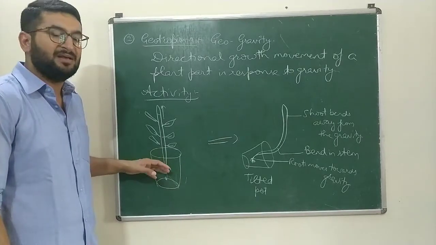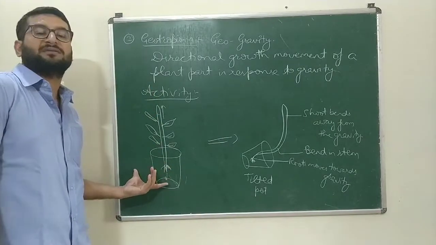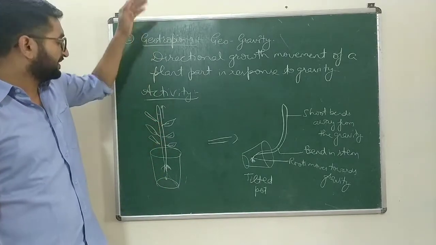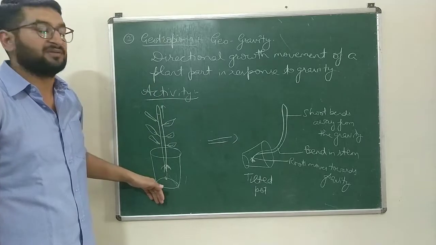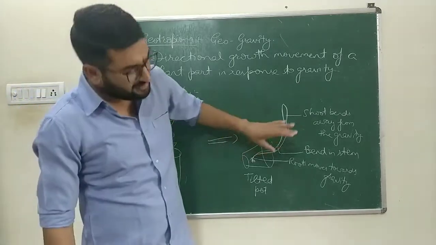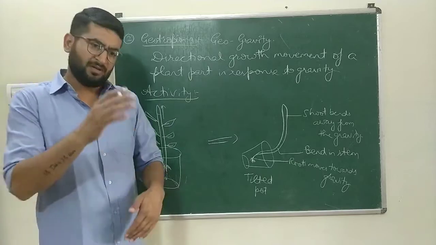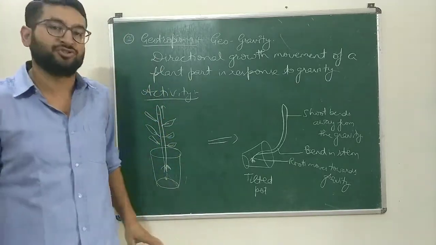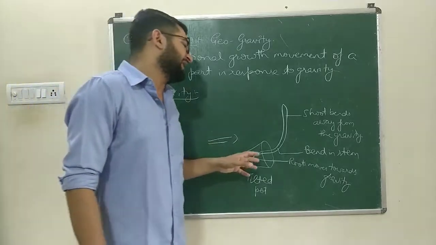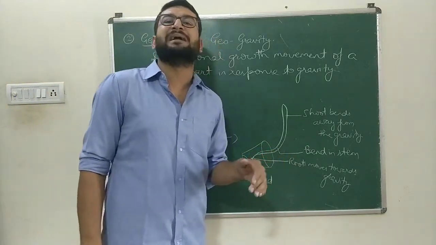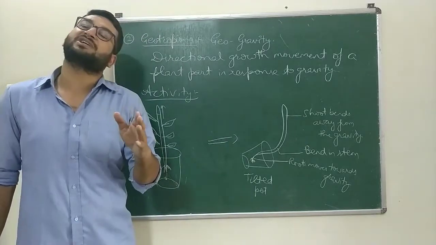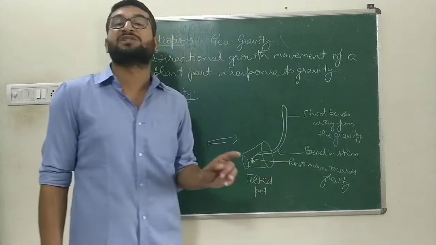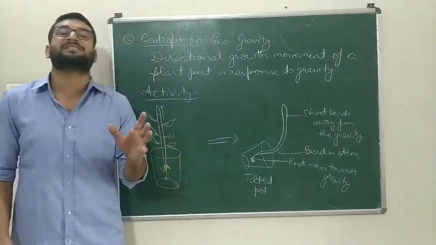I'm explaining again that initially we take a potted plant. The plant is upright, straight. The stem is moving away from the gravity and the roots are moving towards the gravity. But we tilt the plant and place the pot in the tilted position. Then we observe that the stem has a bend in between and will start to move away from the gravity, whereas the roots have a bend and will start to move towards the center of earth.